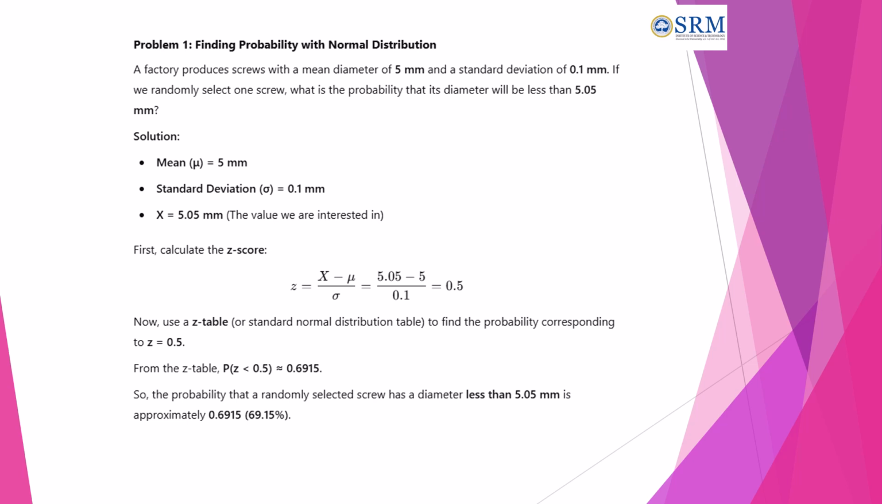Now, if we pick one screw at random, we want to know the chance that its diameter is less than 5.05 millimeters. To find this, we first calculate a z-score, which tells us how far 5.05 mm is from the average in terms of the usual spread. The z-score here is 0.5. Using a z-table, we find that the chance of the screw being smaller than 5.05 mm is about 69%. This means most screws are closer to the average size.